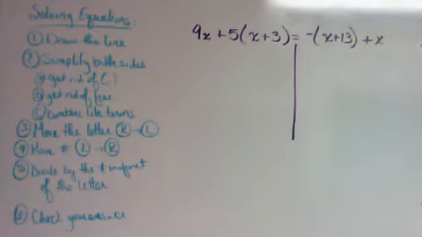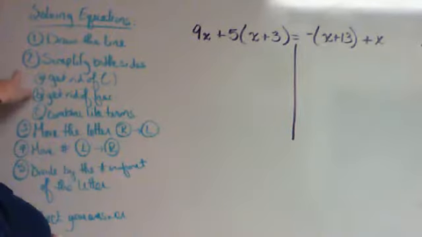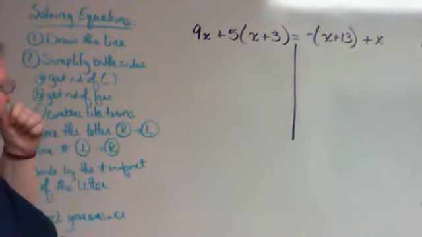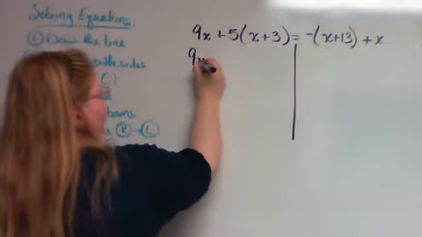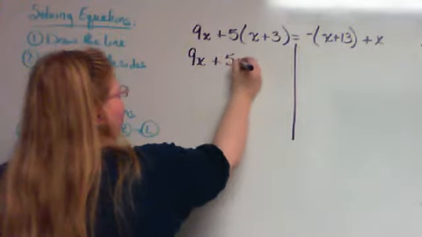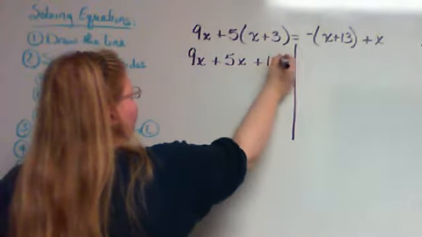Okay, I drew my line. I have to simplify both sides by getting rid of the parentheses. Do that using the distributive property. So that's going to give me 9x over here plus 5x plus 15.